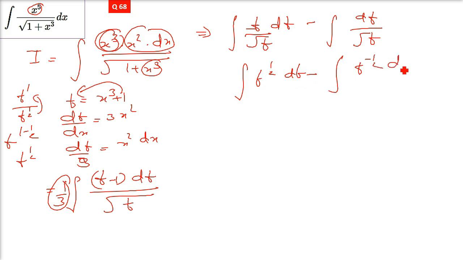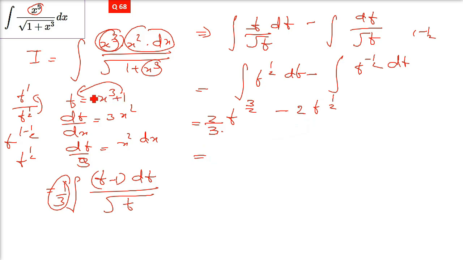We'll integrate it with respect to t now. So t to the power half plus 1, that is 3 by 2. 3 by 2 will be in the denominator. It goes up and it will form 2 by 3. t raised minus half plus 1 will be half only. t raised half. 1 minus half is half. It will be t raised half. Denominator is negative half plus 1, again half. So 2 goes up.